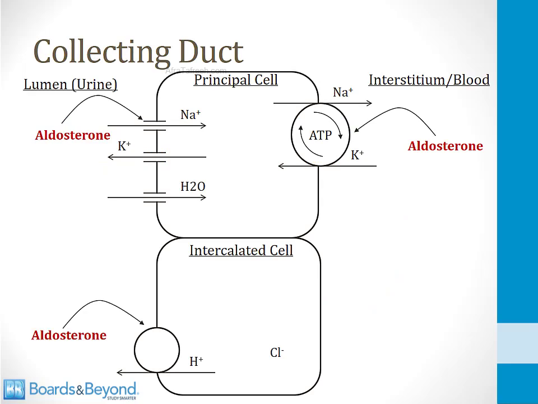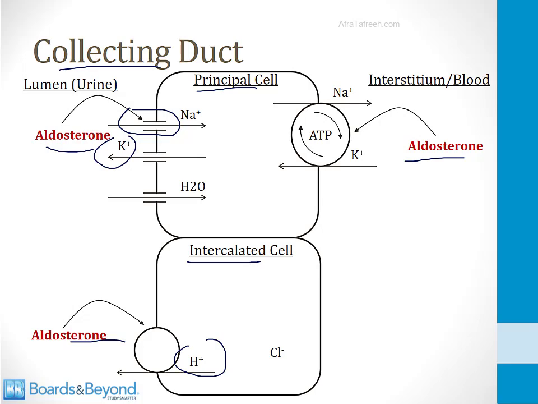This is a slide from the nephron physiology video showing the principal cells and intercalated cells of the collecting duct, and this is where aldosterone exerts its effect. It can increase the activity and the number of the sodium-potassium ATPases. It can increase the number of these sodium channels right here, which are called ENaC channels, and it can also increase the activity of the hydrogen pumps in the intercalated cells. Through all of these effects, there will be more reabsorption of sodium and water, and there will be more excretion of potassium and hydrogen ions.